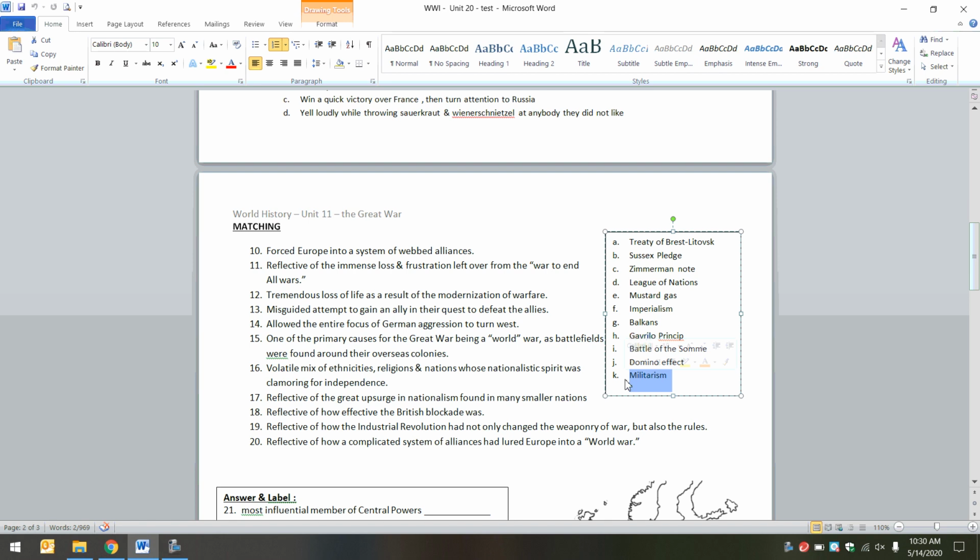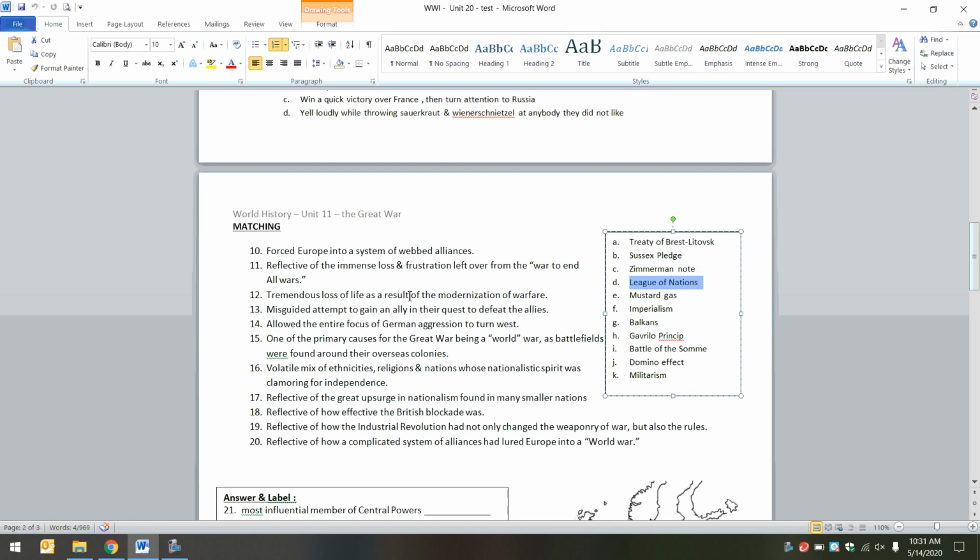Okay, number 11, reflective of the immense loss and frustration left over from the war to end all wars, the League of Nations. That was after the war. A bunch of countries tried to get together to say, we need to keep this from happening again because there was so much loss and the war was so bad.